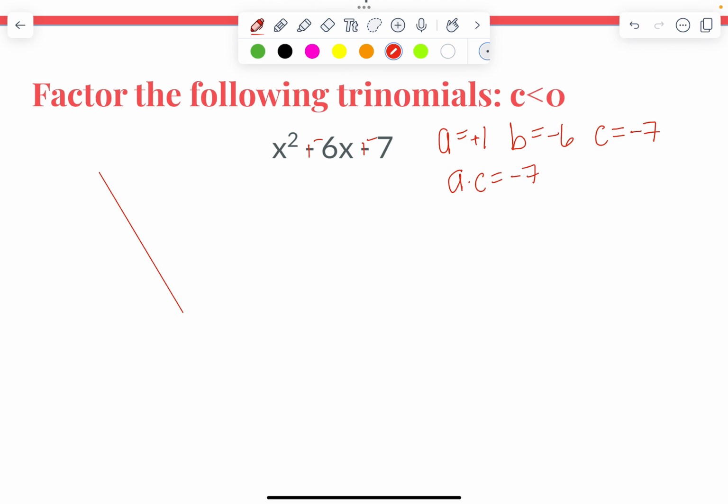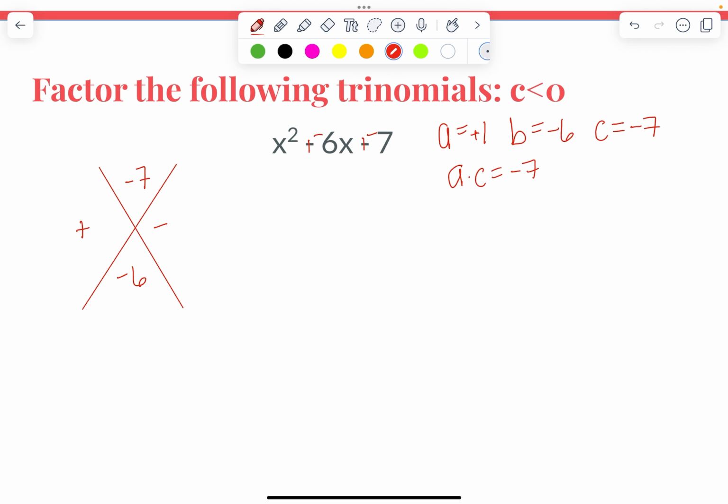So I'm looking for two numbers. We have negative 7 on top, negative 6 on the bottom. So one positive, one negative. In this case, the negative is the bigger one because we're going to a negative 6.